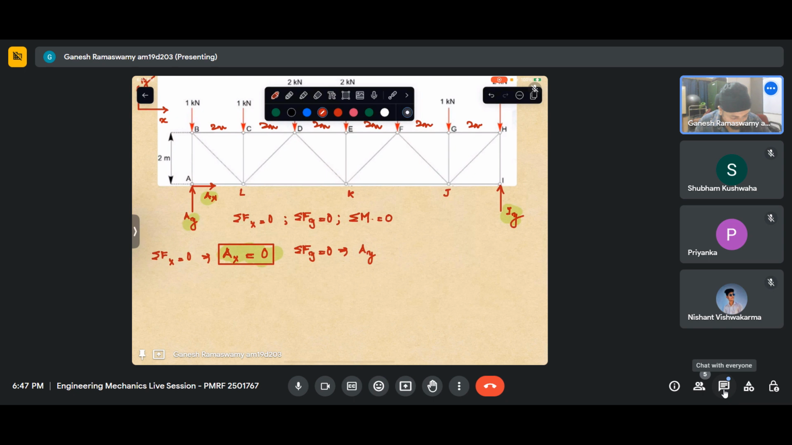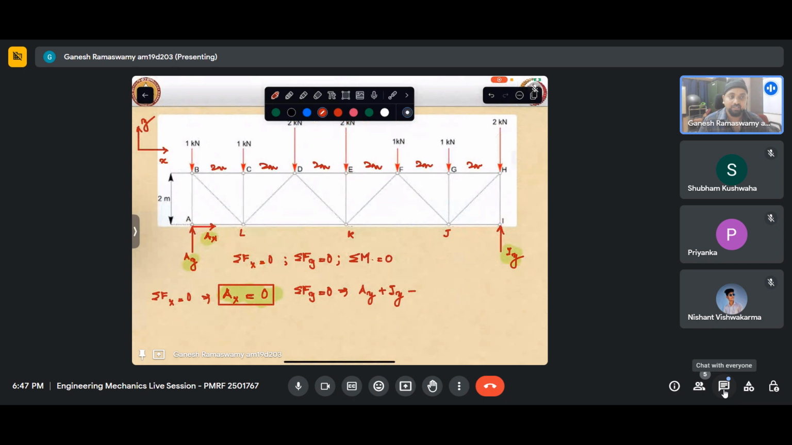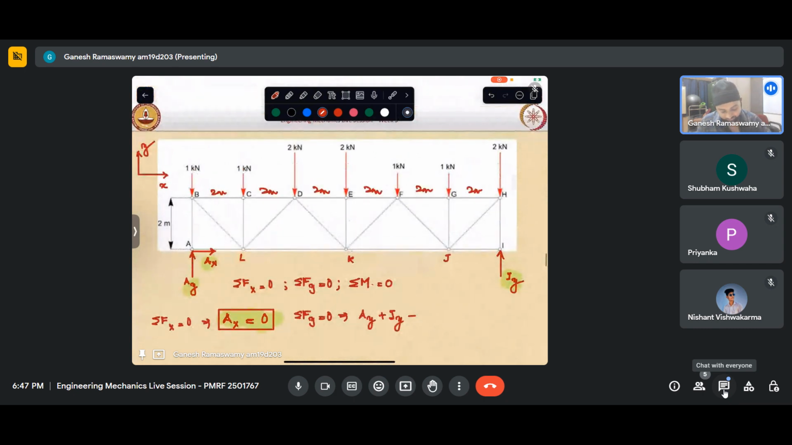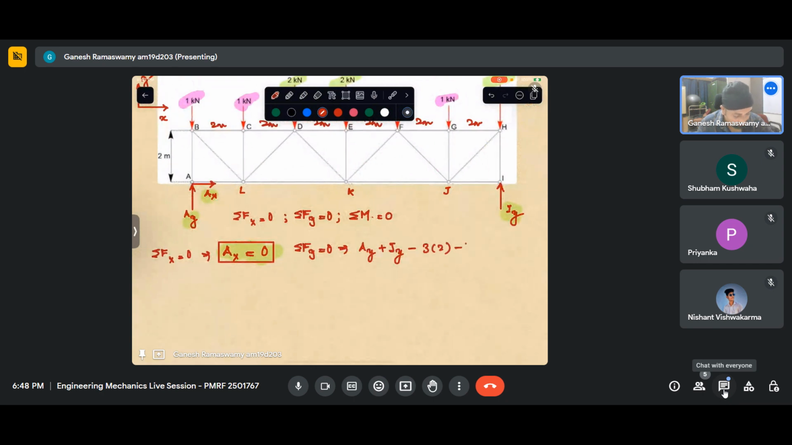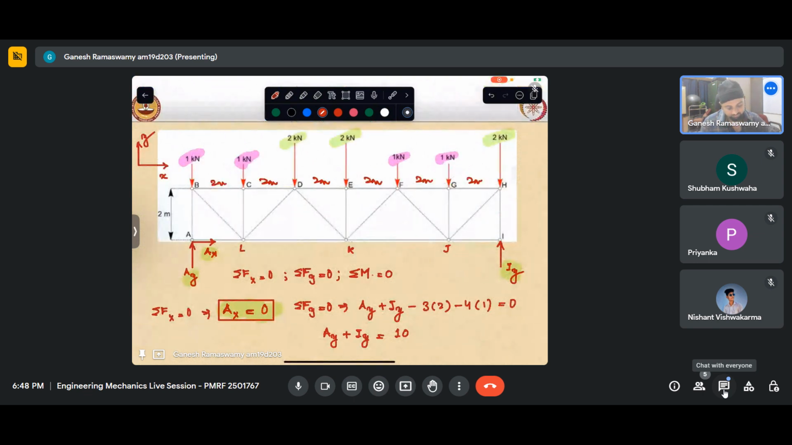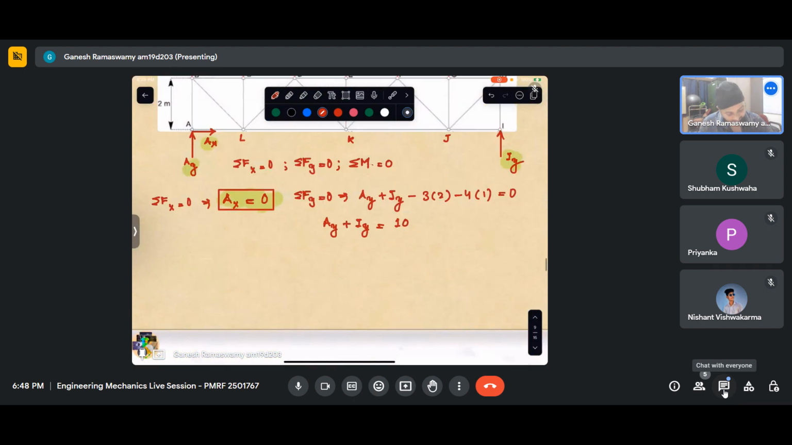Ay plus Iy minus all these other forces, which are pointing in the negative y direction. So we will have to subtract that. We may well add them together. We have three twos and four ones equal to 0. Why? Because there is an equilibrium. So this gives me Ay plus Iy equal to 10, okay, 10 kilonewton.